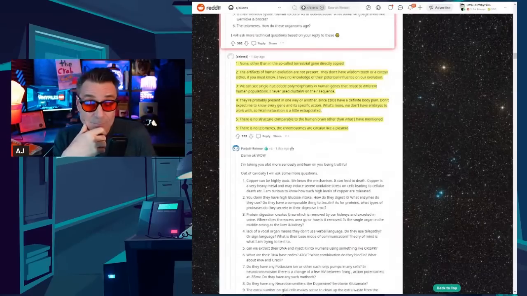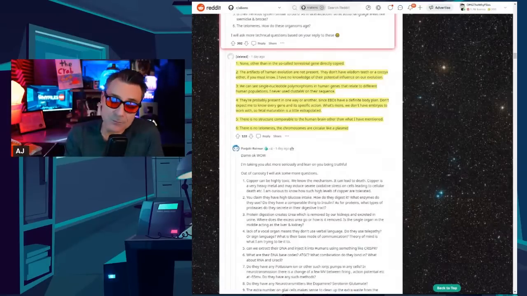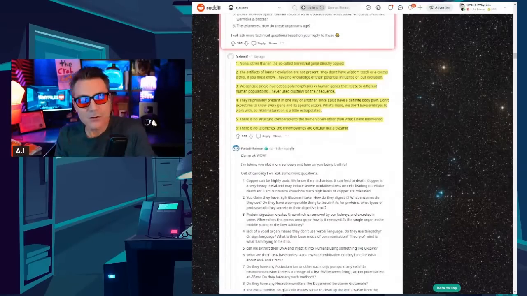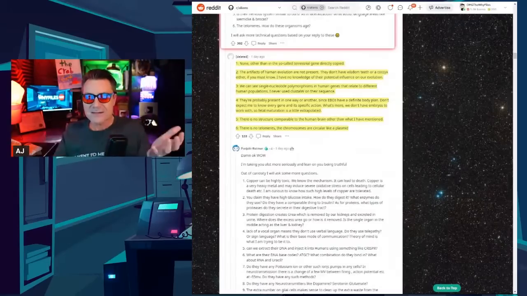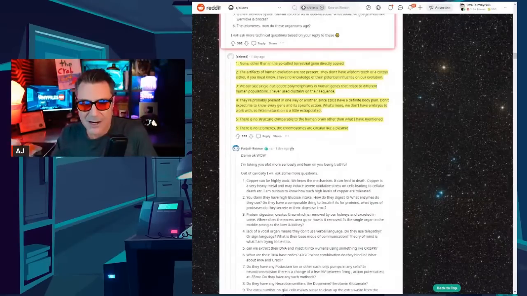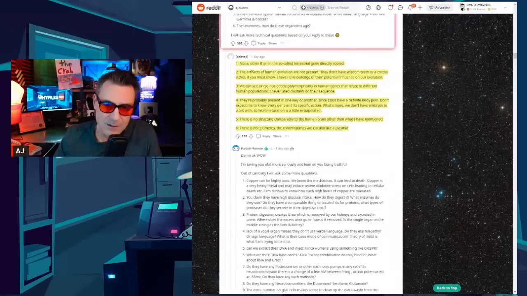But these creatures don't have telomeres. The chromosomes are circular like a plasmid. So they have no telomeres, which maybe means they have a different aging mechanism, but it doesn't look like they would, because the genetics and the DNA and everything are so similar that I would guess there's no telomeres or aging mechanism, because they're not designed to age. They're designed to do a task and then I guess die like a Mr. Meeseeks, just do their thing and go.